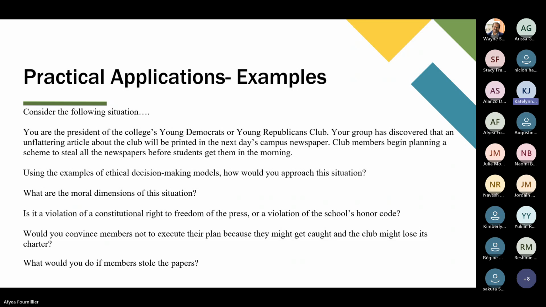What are the moral dimensions of the situation? Is it a violation of the constitutional right to freedom of the press, or a violation of the school's honor code? Would you convince the members not to execute their plan because they might get caught and the club might lose its charter? What would you do if the members stole the papers? Anyone?